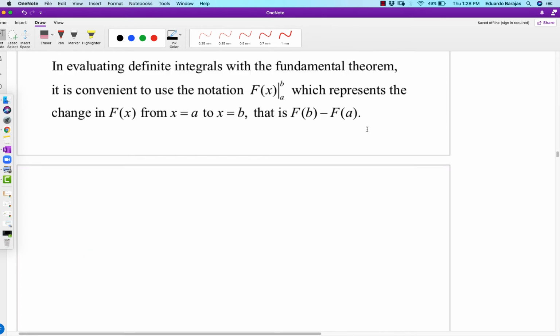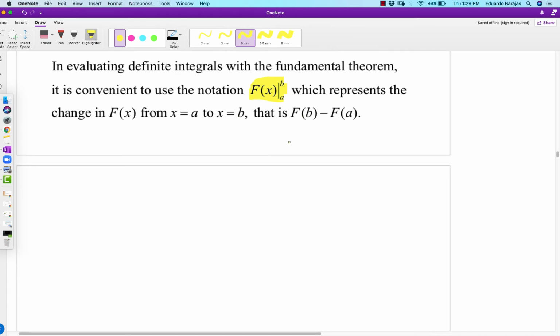So a little bit on notation. In evaluating the definite integral with the fundamental theorem, it is convenient to use the notation capital F of x and then a bar, and then a, b, which represents the change in capital F from x equals a to x equals b. That is, this is equivalent to this.